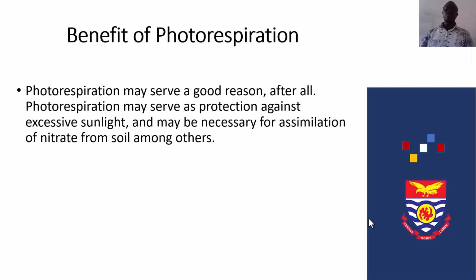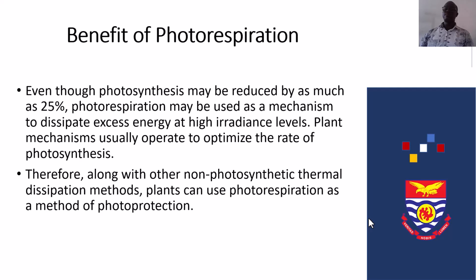Photorespiration may serve a good reason after all. It may serve as protection against excessive sunlight and may be necessary for assimilation of nitrate from soil, among others. Even though photosynthesis may be reduced by as much as 25%, photorespiration may be used as a mechanism to dissipate excess energy at high irradiance levels. Plant mechanisms usually operate to optimize the rate of photosynthesis. Therefore, along with other non-photosynthetic thermal dissipation methods, plants can use photorespiration as a method of photoprotection.